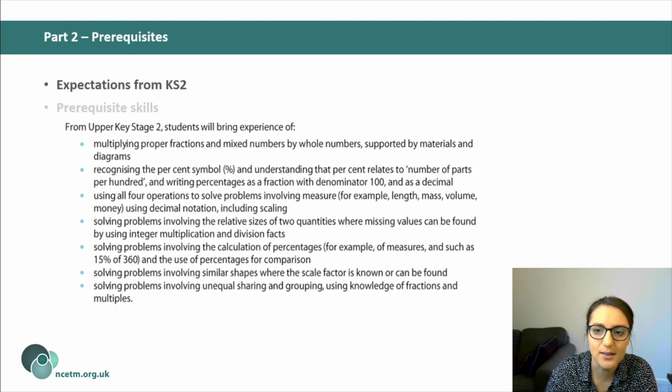So these are some of the statements from the DFE programme of study. Ratio and proportion is a new strand in Year 6 from the Key Stage 2 programme of study. So all of our students will have had some experience of ratio and proportion, but that doesn't necessarily mean that they're secure in their understanding.